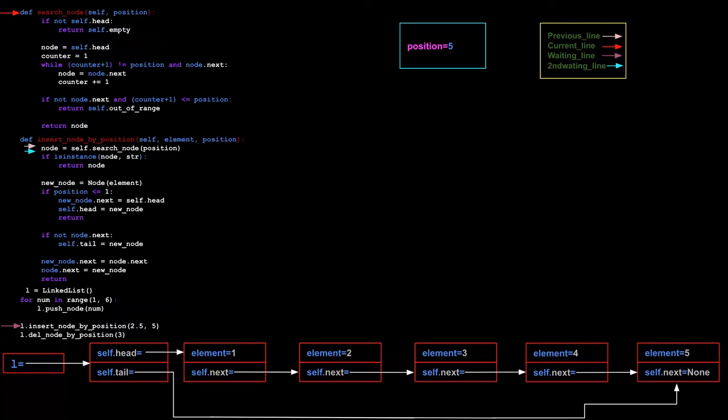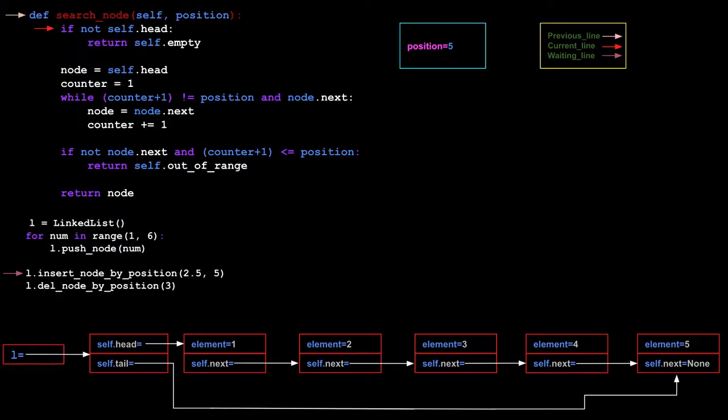What I want you to pay attention to here is the new arrow that I created. It's called second waiting line, it's the arrow where we call the search node function from the function insert node by position. Now, the reason why I did this is because I want you to see that once we're done with the search node function, we go back to where that function was called, which is in this case inside the insert node by position. So let's focus on the search node.